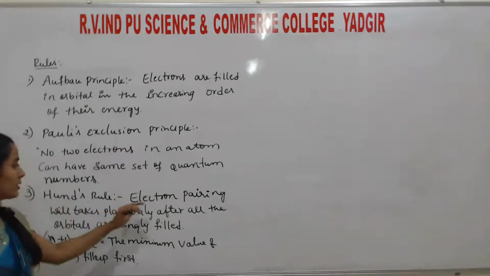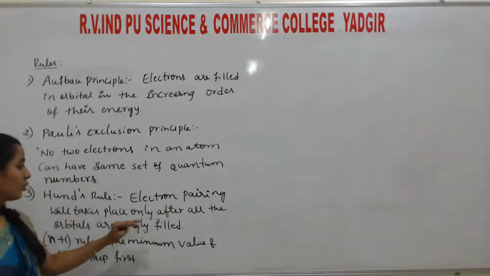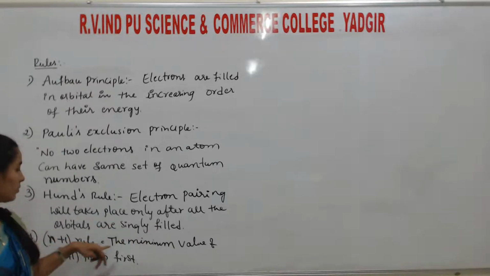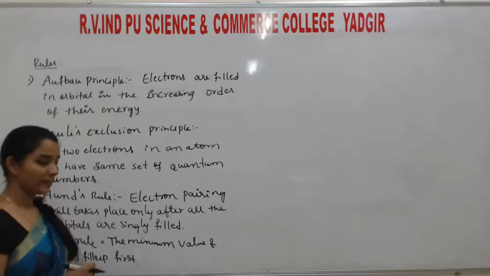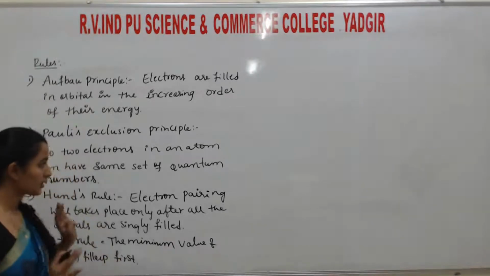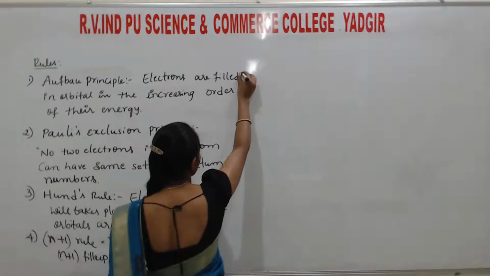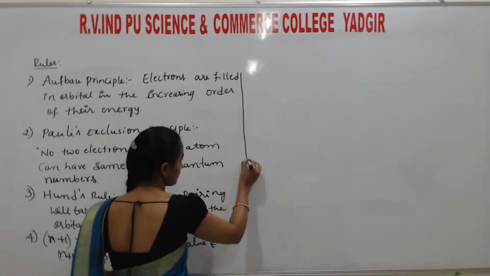Okay, so Hund's rule means electron pairing will take place only after all the orbitals are singly filled. The n plus l rule means the minimum value of n plus l fills up first. Remember this. I'll explain the quantum numbers first.